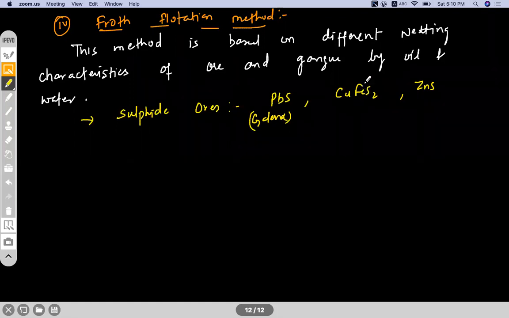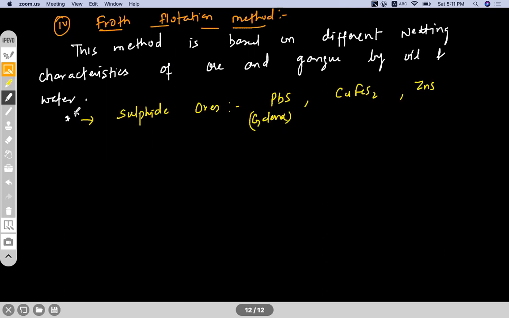Mainly for sulfide ores. On this information, they have asked questions in the exam. Okay, froth flotation we use for sulfide ores mainly. So what we do in this process, write down: a suspension of finely powdered ore with water is made.